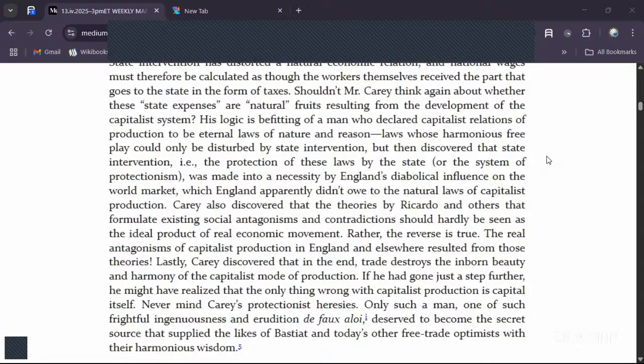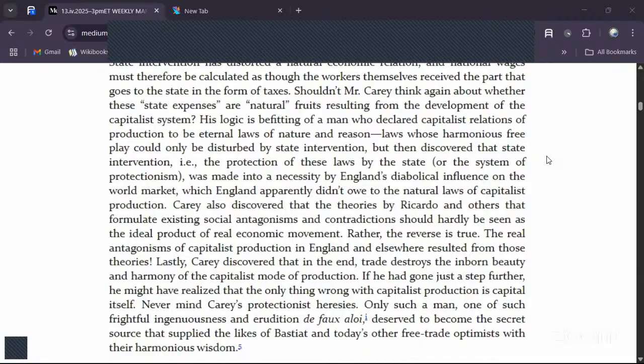Shouldn't Mr. Carey think again about whether these state expenses are natural fruits resulting from the development of the capitalist system? His logic is befitting of a man who declared capitalist relations of production to be eternal laws of nature and reason, laws whose harmonious free play could only be disturbed by state intervention, but then discovered that state intervention, i.e., the protection of these laws by the state or the system of protectionism, was made into a necessity by England's diabolical influence on the world market, which England apparently didn't owe to the natural laws of capitalist production.